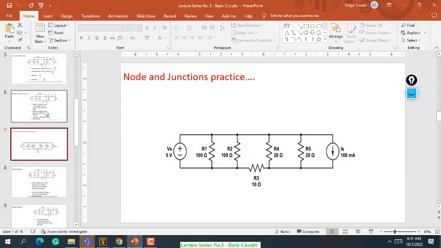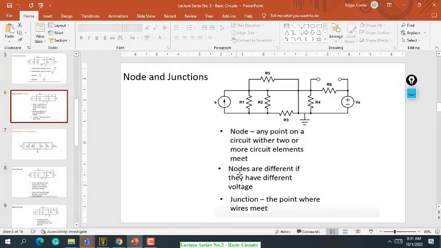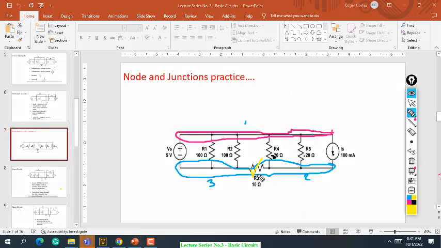Because by definition, class, we cannot consider nodes to be different if they have different voltage. Here, class, if we look at this one, there's what we call resistance. Therefore, there's what we call voltage drop. So the voltage here is not equal to the voltage here, okay? Because of that drop. So by definition, class, we cannot consider this one as another node. But in this example, there are only 3 nodes, okay? So we'll proceed to the next slide.